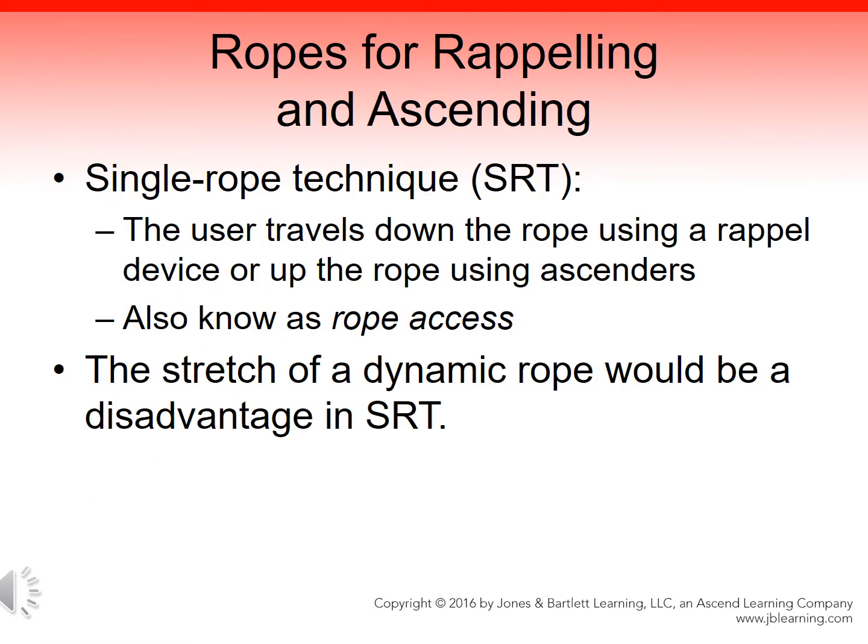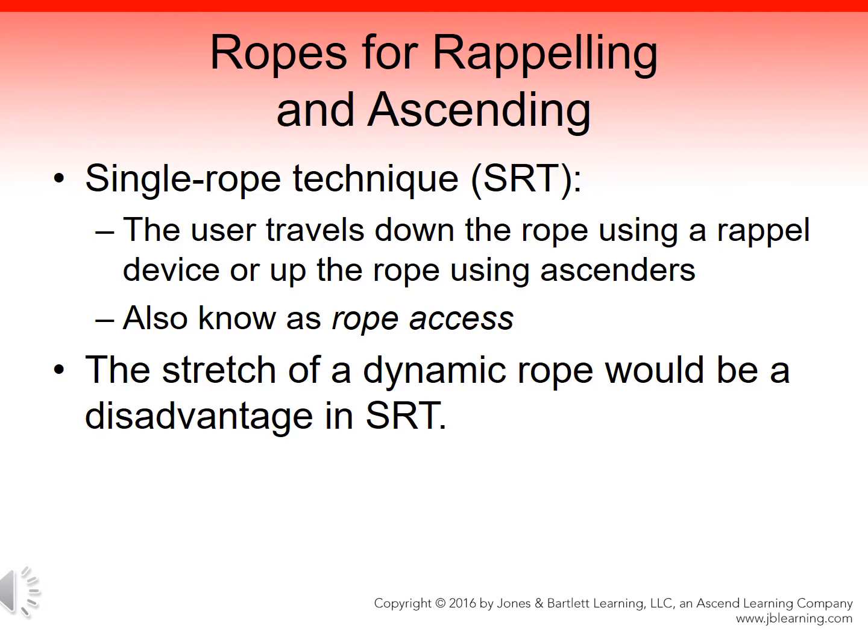Ropes for rappelling and ascending. The stretch of dynamic rope is counterproductive when trying to ascend or rappel. A static or low stretch rope would be more appropriate. The lack of stretch in these ropes allows for greater control of the rescuer. If you were trying to ascend a dynamic rope, you would have to take up all the stretch in the rope before you could ascend.